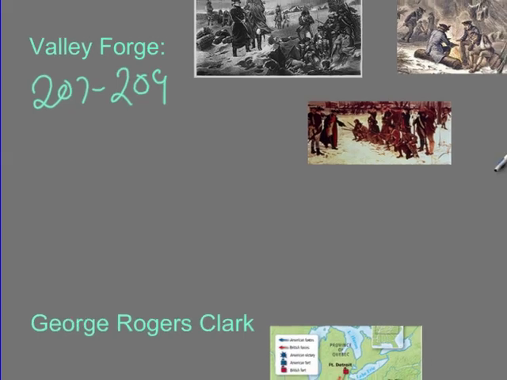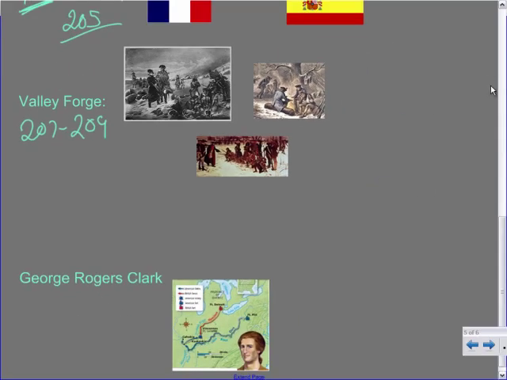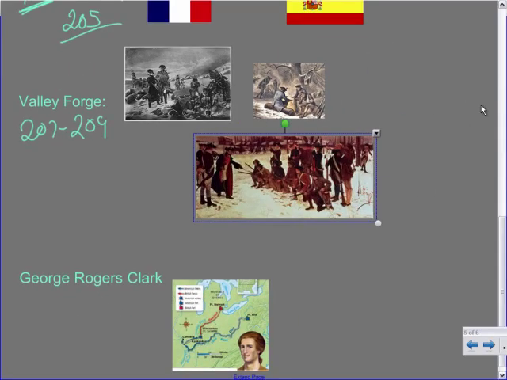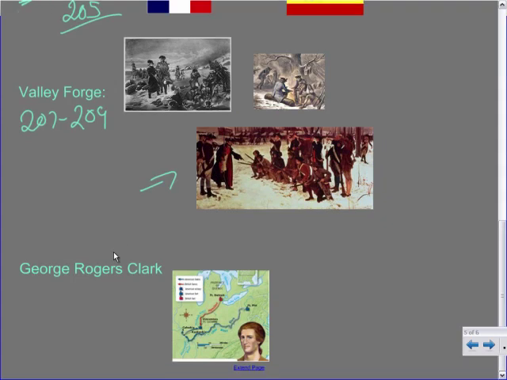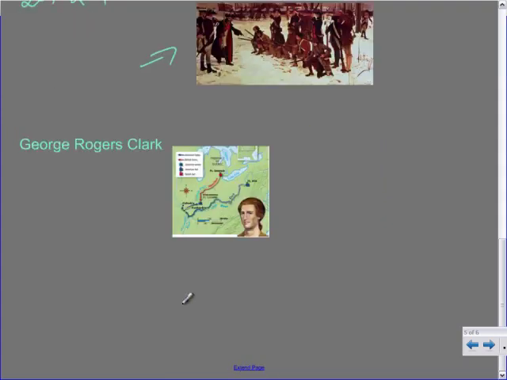One positive thing does come out of Valley Forge. They get trained by foreign army officers like Baron von Steuben, which we have talked about. Moving on to the next thing on your study guide, which is George Rogers Clark. He can be found on page 209.